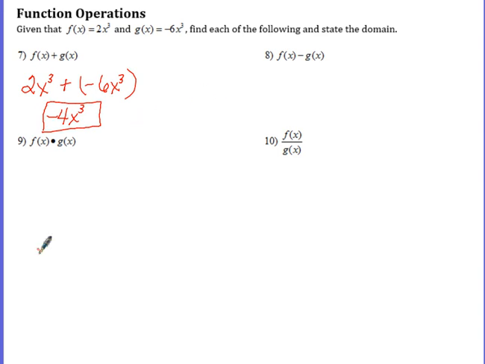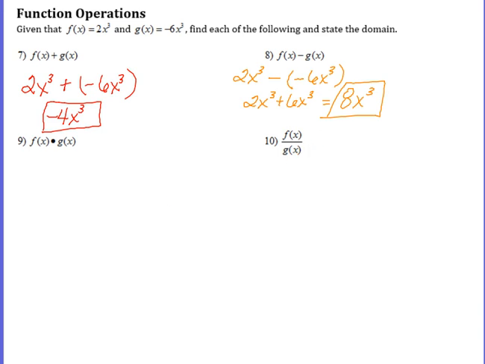Very similar things happen when we subtract functions. We take that 2x to the third, which is f of x, and we subtract the g of x function, negative 6x to the third. We have some like terms here that we can combine. This becomes 2x to the third plus 6x to the third. These are like terms, and we combine them to be 8x to the third. That's subtraction of the functions.